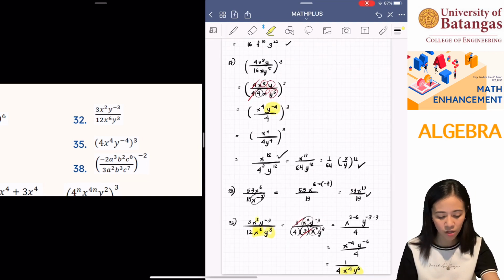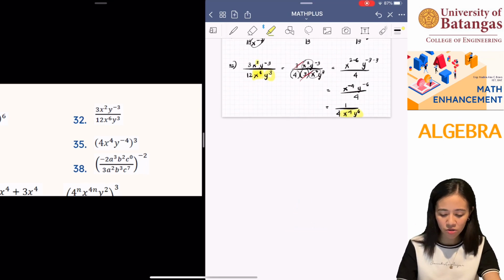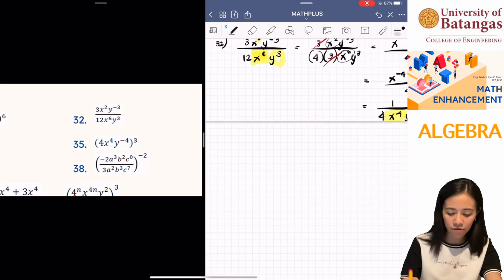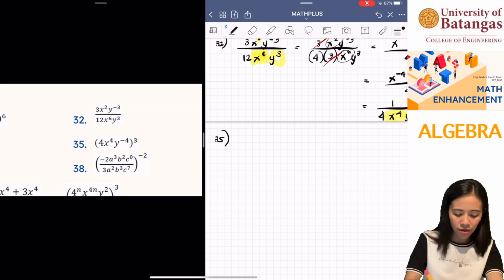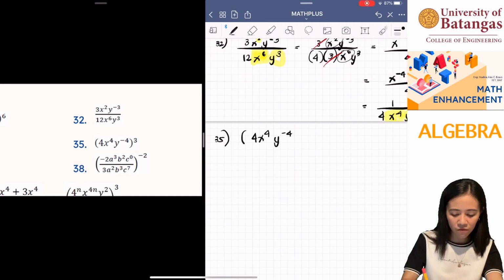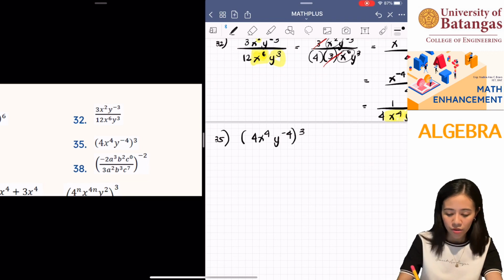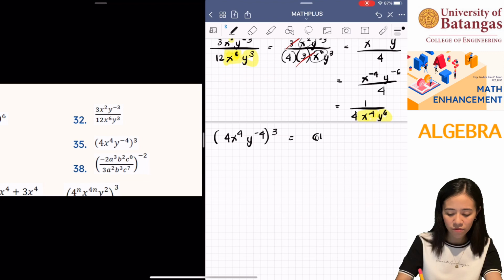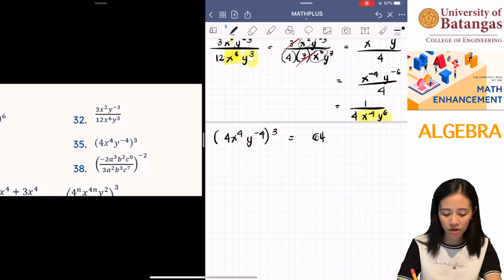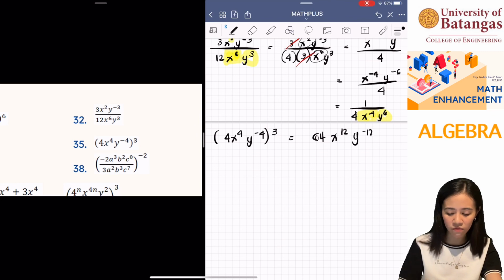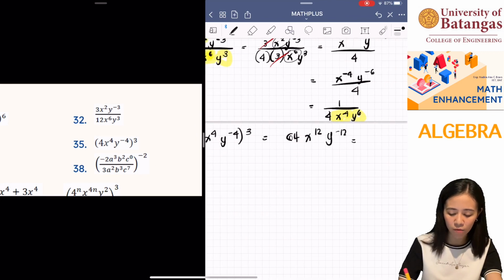Okay? Next, let's proceed to number 35. Okay, so you have here 4x to the 4th, y raised to negative 4 quantity cube. So, expanded power rule na lang tayo. That would be 64, x raised to 12. Okay, and then y raised to negative 12. So, pwede natin itong isulat as 64, x raised to 12 all over y raised to 12.